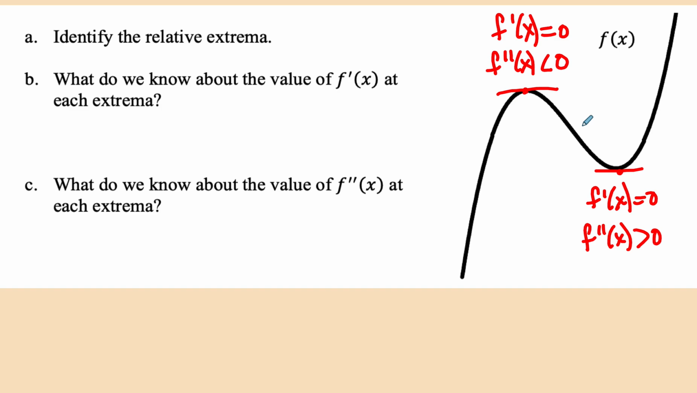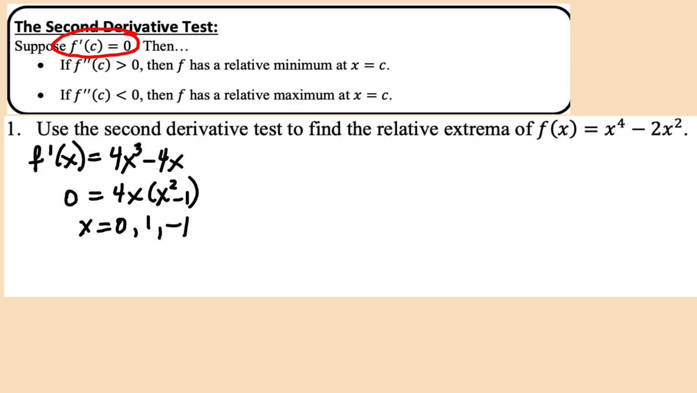So when these things happen, then we can decide whether it's a relative max or a relative min. So the second derivative test says this: if the first derivative is equal to 0 and the second derivative is greater than 0, then it's a relative min. If the second derivative is less than 0, that means it's concave down, then it must be a relative max. So let's use the second derivative test to find the relative extrema for this function.